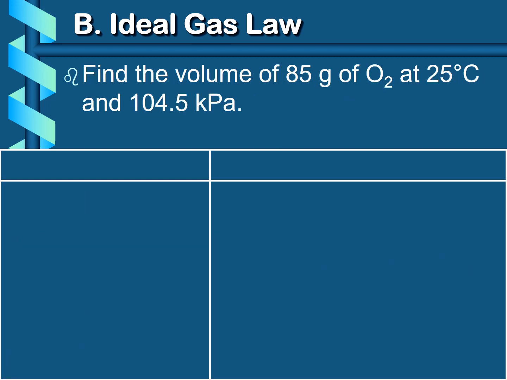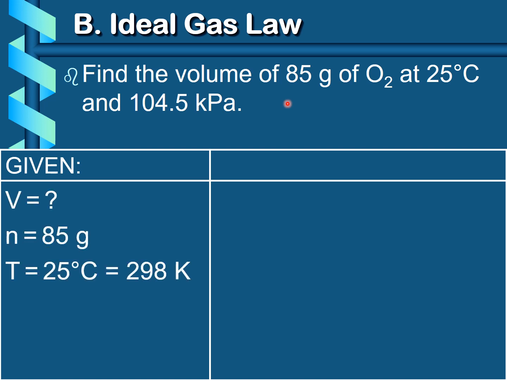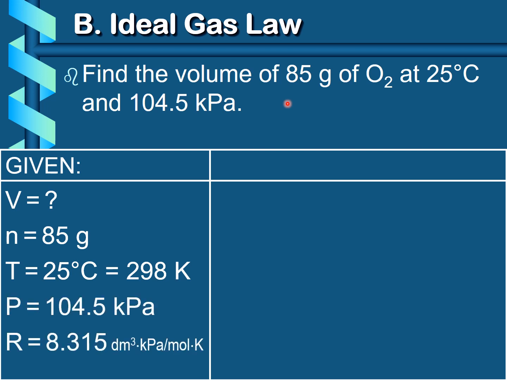Another example: we are to find the volume of 85 grams of oxygen at 25 degrees Celsius and 104.5 kilopascals. Instead of the number of moles, we are given the mass of the gas, oxygen, to be 85 grams. The volume is unknown, T is equal to 298 Kelvin, P is equal to 104.5, and we will be using R equal to 8.315 decimeter cube kilopascal per mole Kelvin.